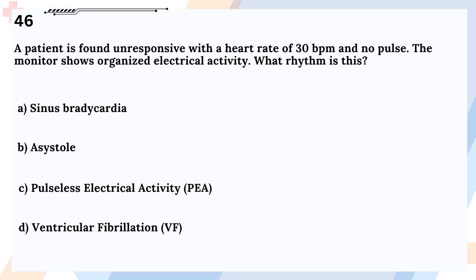Question 46. A patient is found unresponsive with a heart rate of 30 bpm and no pulse. The monitor shows organized electrical activity. What rhythm is this? A. Sinus bradycardia. B. Asystole. C. Pulseless electrical activity, PEA. D. Ventricular fibrillation, VF.